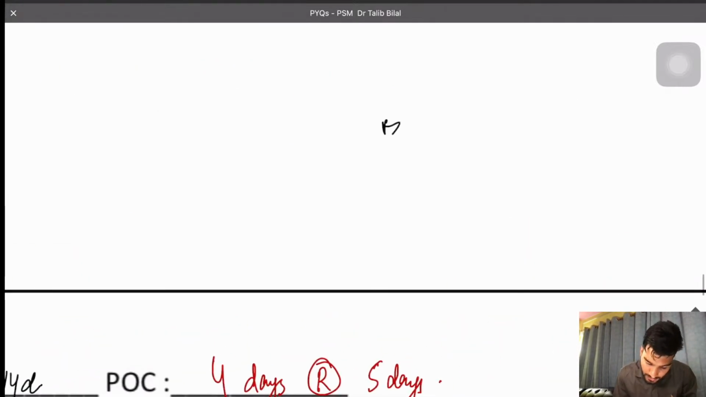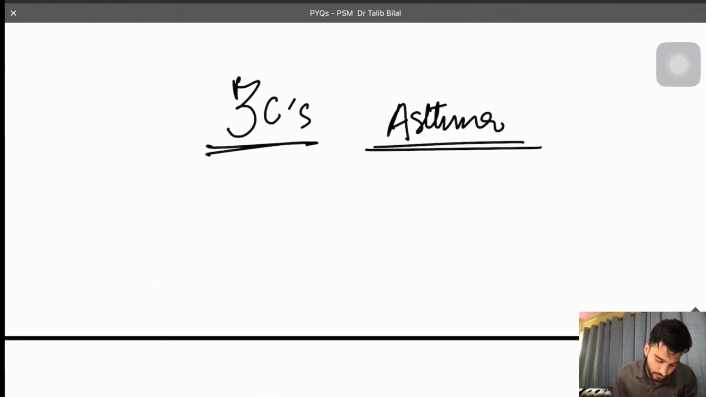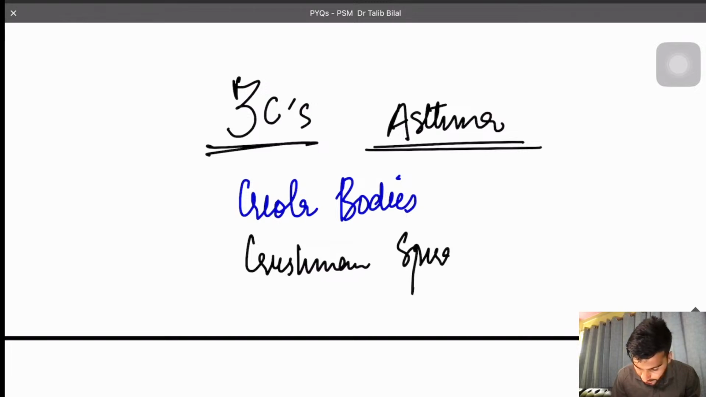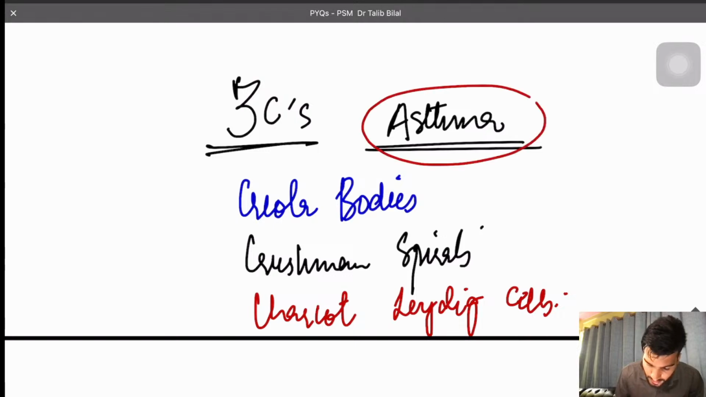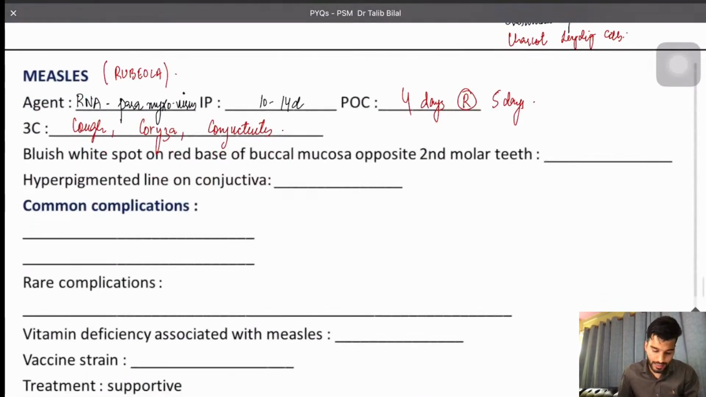Famous 3 C's of asthma. Can you write down in the comment section, guys? 3 C's of asthma. Again an important question, guys, from pathology. We have Curschmann spirals, Creola bodies, and one more, Charcot-Leyden crystals. Remember that as well. So these 3 C's of asthma are very important. Okay, and 3 C's of measles: cough, coryza and conjunctivitis.